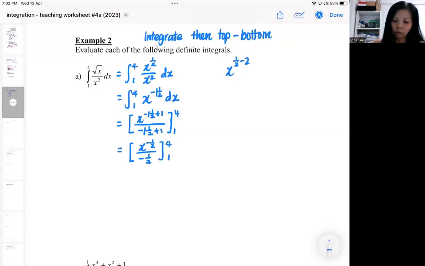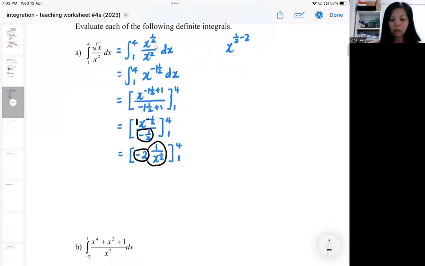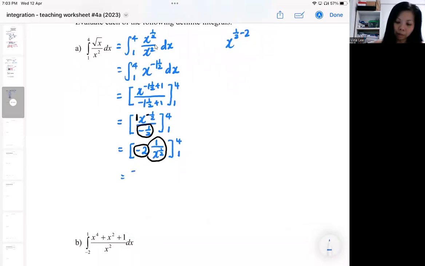I'm not going to directly do a top minus bottom. There are some students who will directly do a top minus bottom, and then they find that it's very confusing. So how do I get a minus 2? 1 divided by this will get me a minus 2, and the minus half is actually this part. Usually I wouldn't do a top minus bottom unless I simplify properly first.